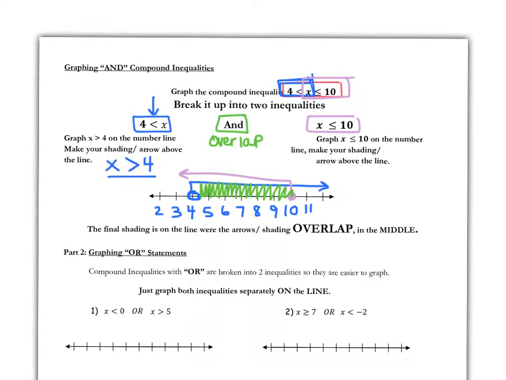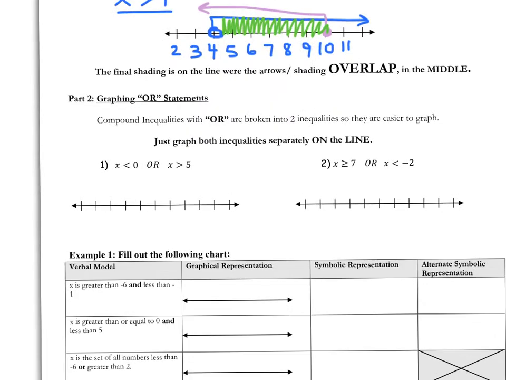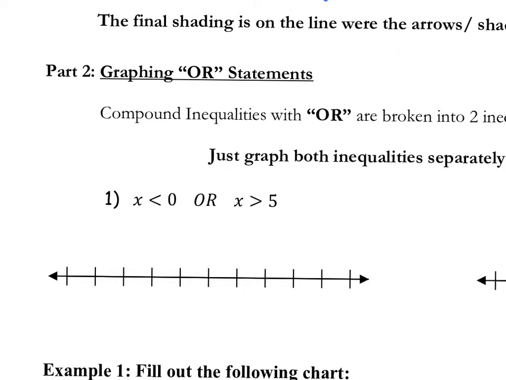Okay, so that's graphing an and inequality. So now let's talk about graphing an or inequality. For an or inequality, it's kind of nice. They're always going to be separated for you already. So here, number 1 is our first example.